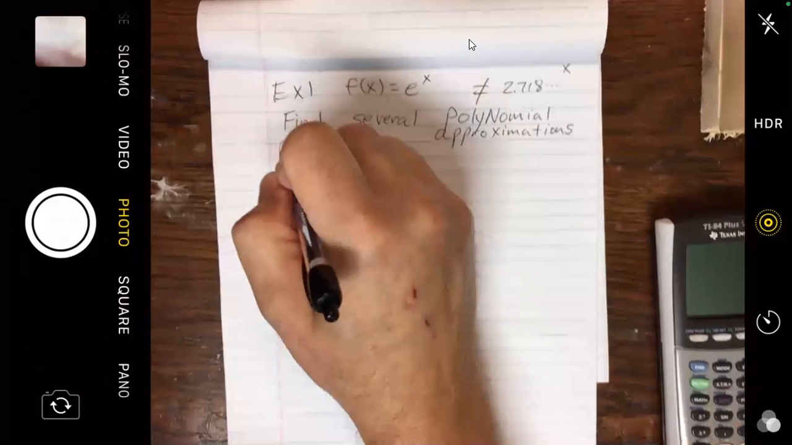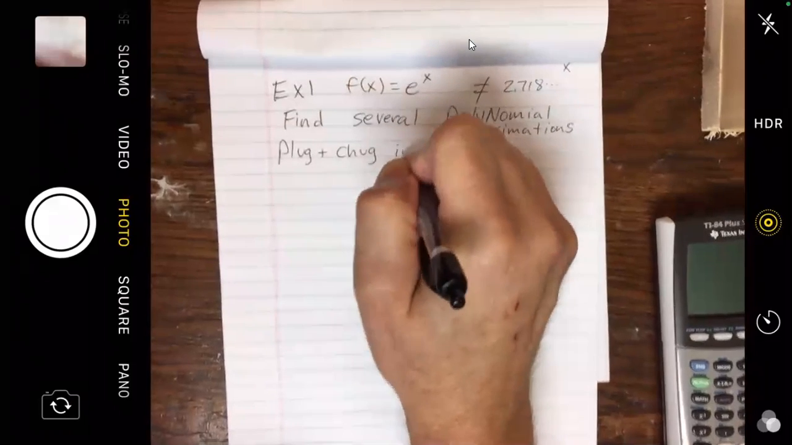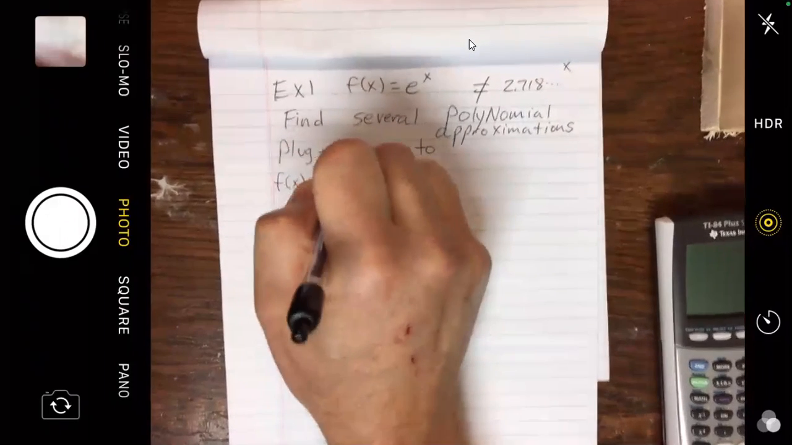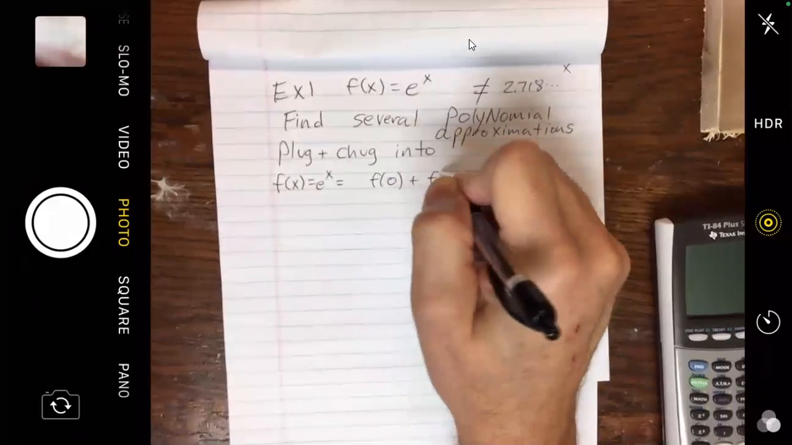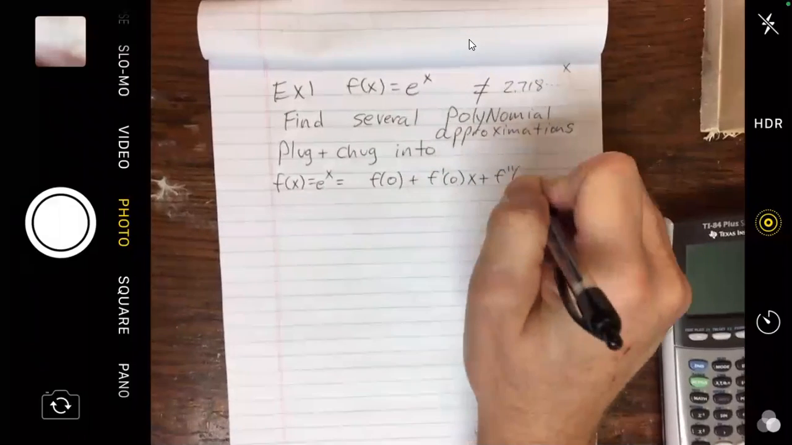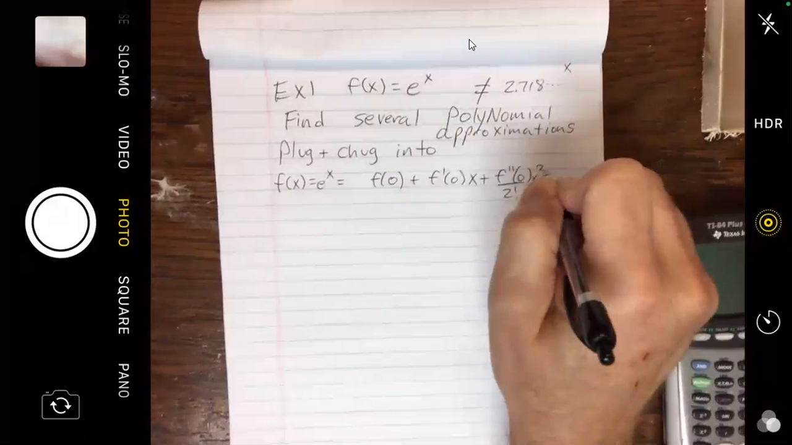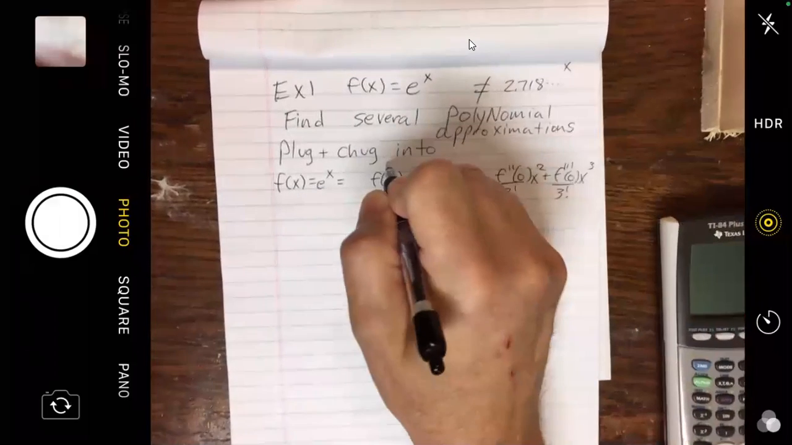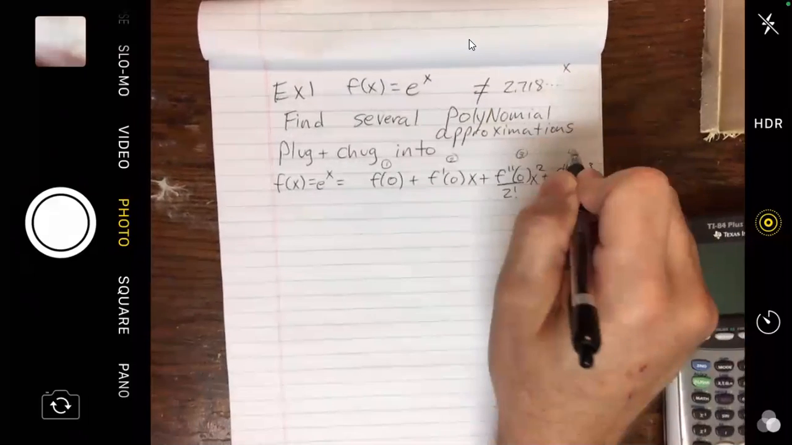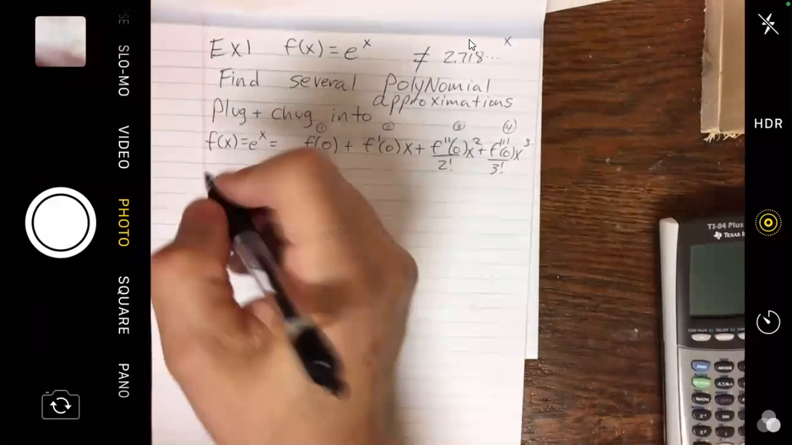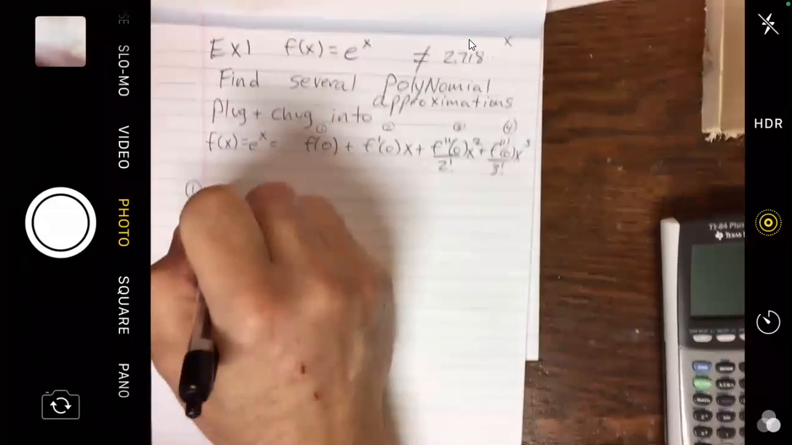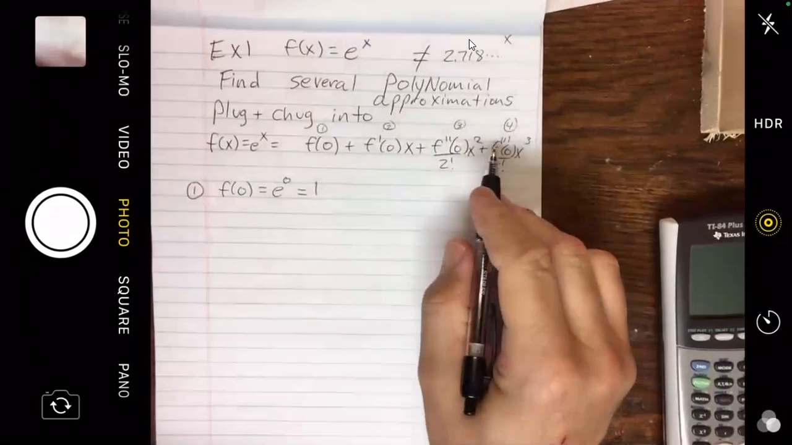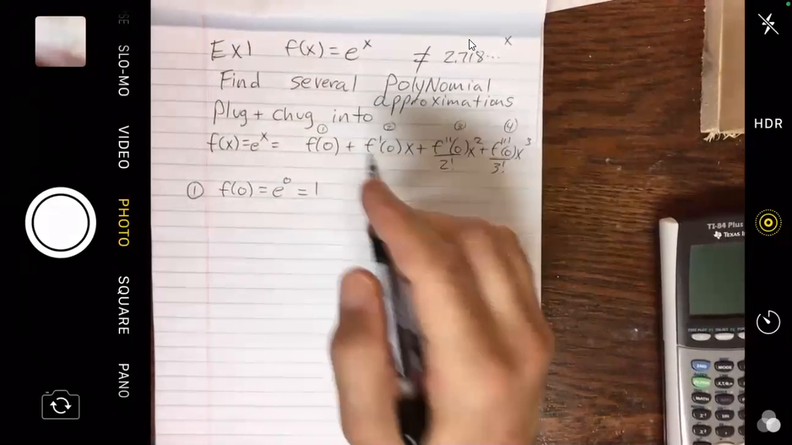All right, I'm going to plug and chug into the formulas on the previous page. I'll rewrite it. f of x is e to the x. It would be f of 0 plus f prime of 0 times x plus f double prime of 0 over 2 factorial times x squared, plus another one, f triple prime of 0 over 3 factorial times x cubed. All right, let's call these number 1, number 2, number 3, and number 4. Okay, so number 1, f of 0 is e to the 0, which is just 1. So I'm constructing a polynomial across, and the first piece is 1. All right, let's just do that one.